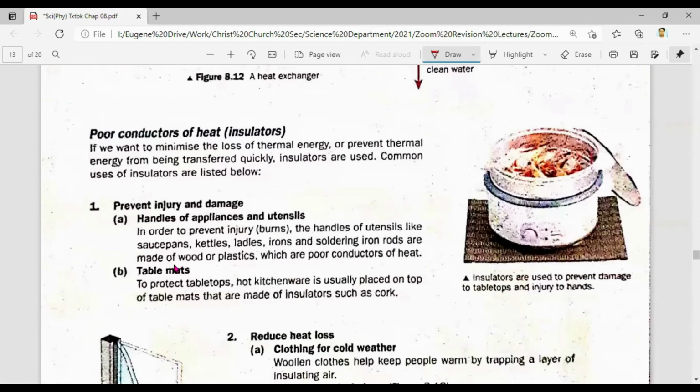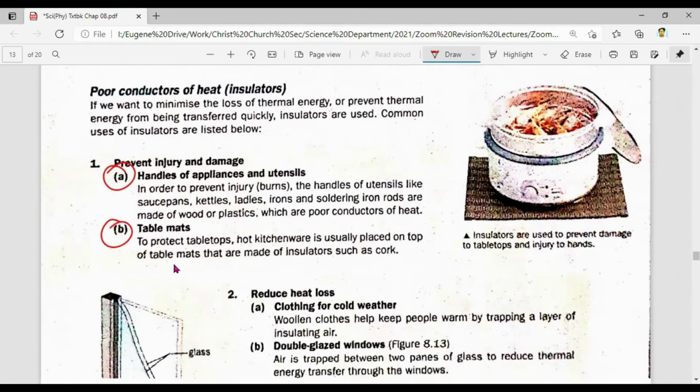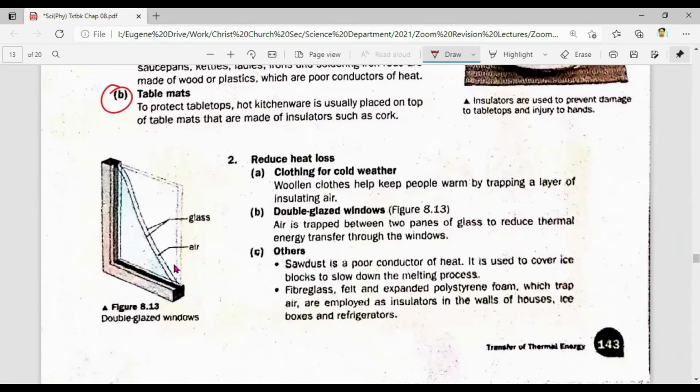Now, poor conductors of heat, you can actually use them as an application. As I mentioned, handles, table mats, to make sure that you don't burn the tables. The other one is woolen clothes or cotton. The key idea is not that the cotton itself keeps you warm. Actually, the cotton is very fluffy, it traps air. And the air is a poor conductor of heat, hence it keeps people warm. It prevents people from losing heat quickly.